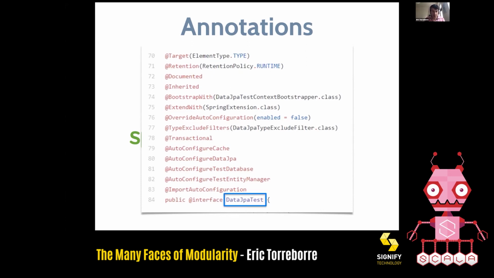And where's the, oh, here it is. That's kind of the important part, right? That's the interface I want to test.